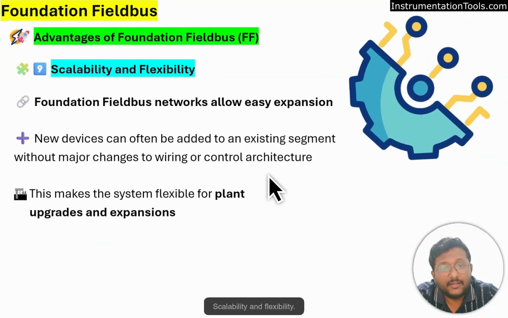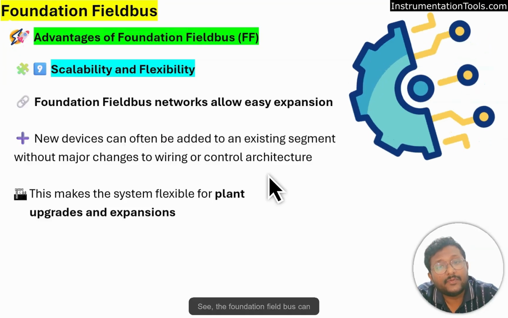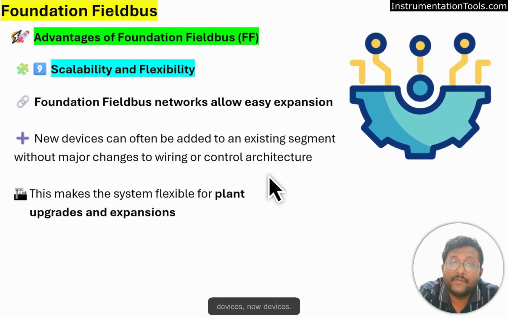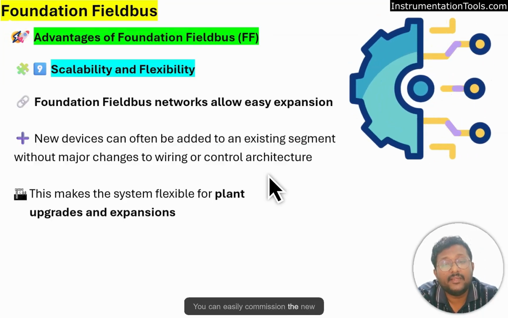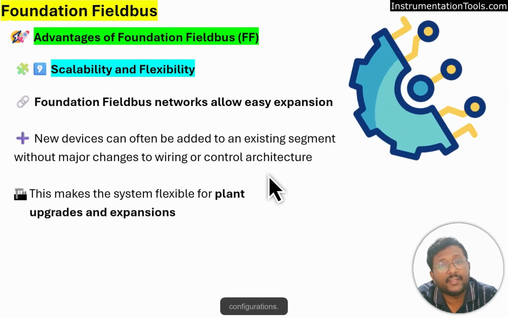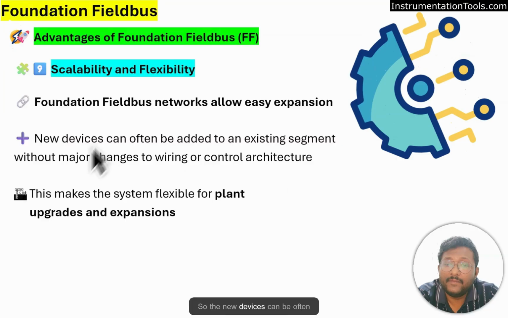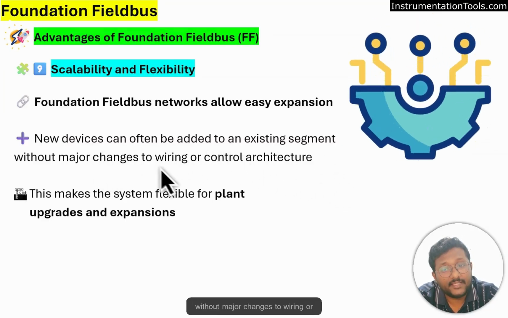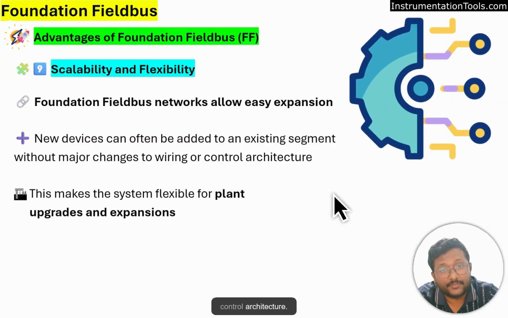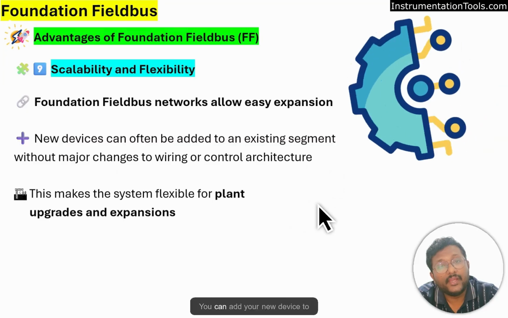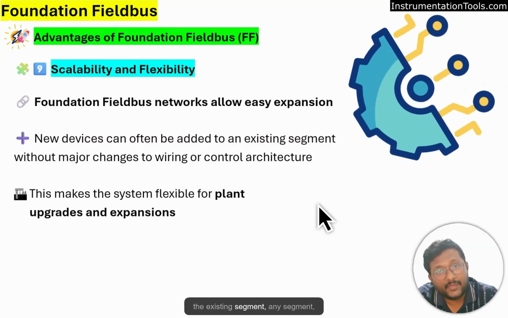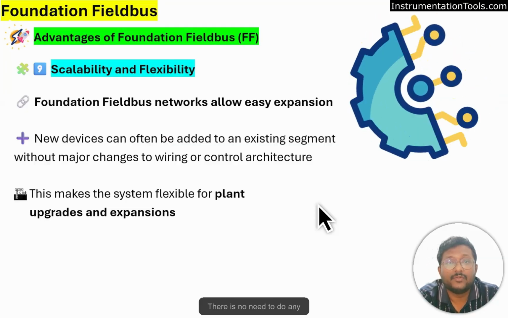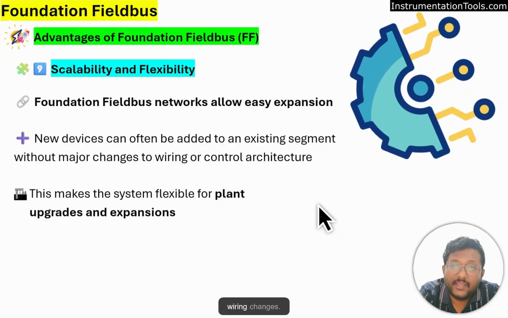Scalability and flexibility. See, the Foundation Fieldbus, we can easily expand. You can easily connect multiple devices, new devices. You can easily commission the new devices and you can easily do the configurations. So the new devices can often be added to an existing segment without major changes to wiring or control architecture. This is very true. You can add a new device to the existing segment, any junction box. That's it. There is no need to do any wiring changes.